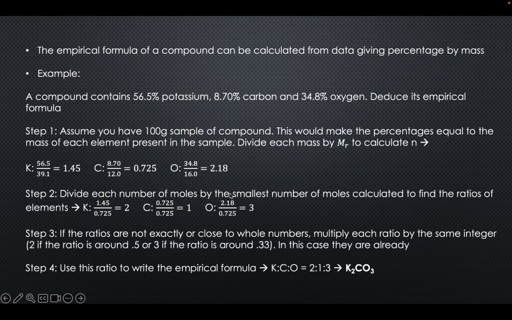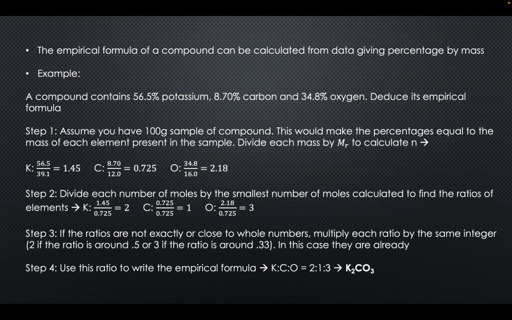The second step is that we divide each number of moles by the smallest number of moles calculated to find the ratios of elements, right? So we're going to divide each number of moles up here by the smallest one, which you can see to be 0.725. So we'll divide each number of moles by 0.725, which gives us ratios of each element, which is 2 potassium to 1 carbon to 3 oxygen, right?